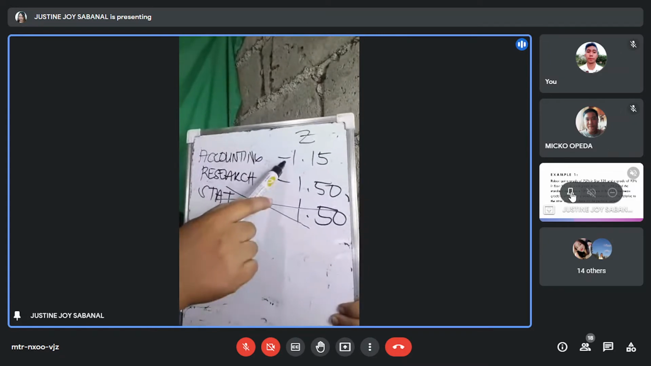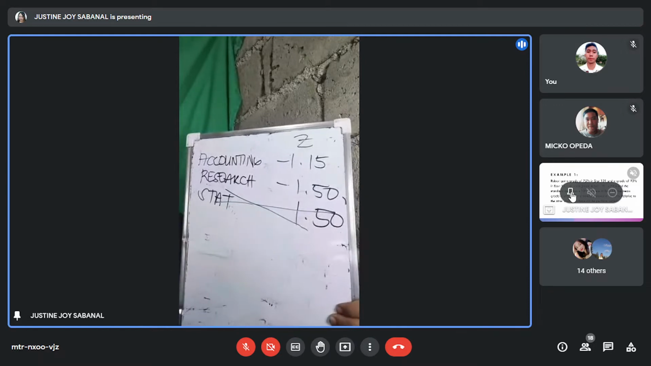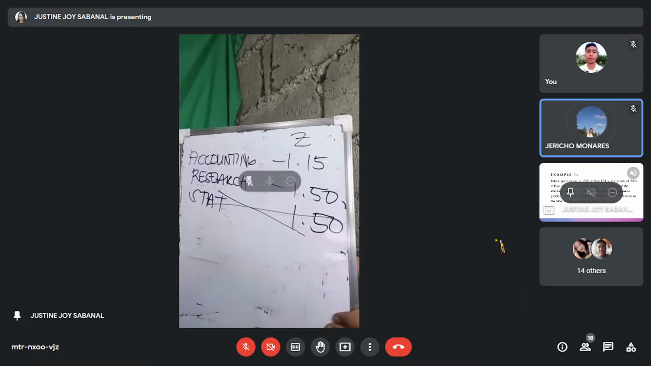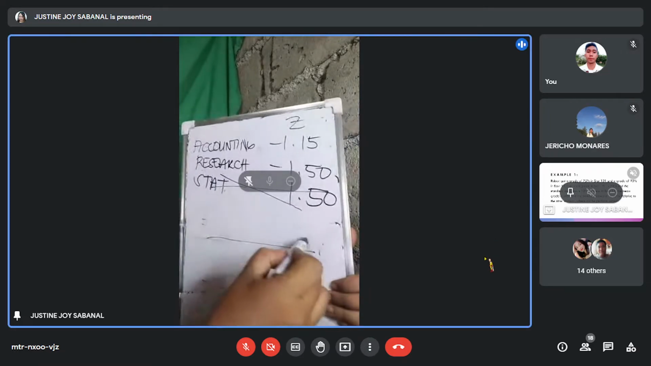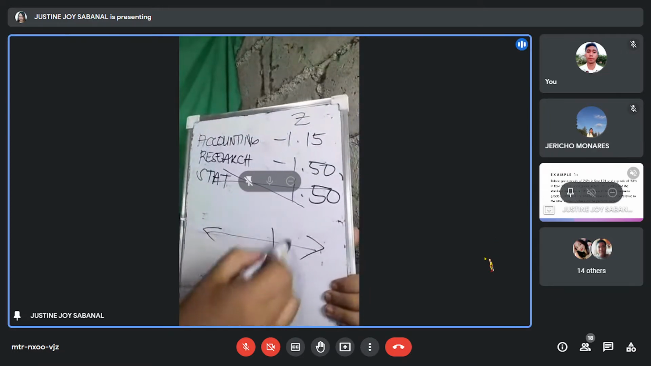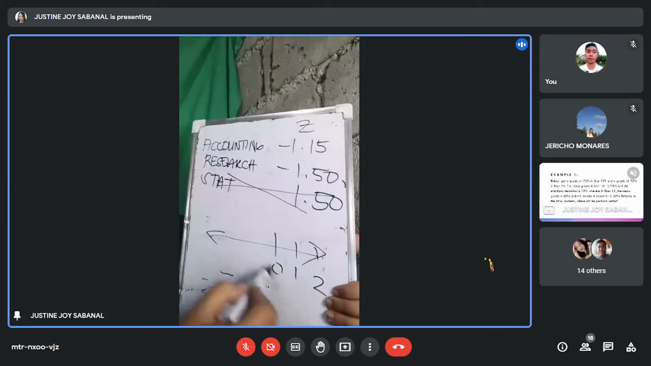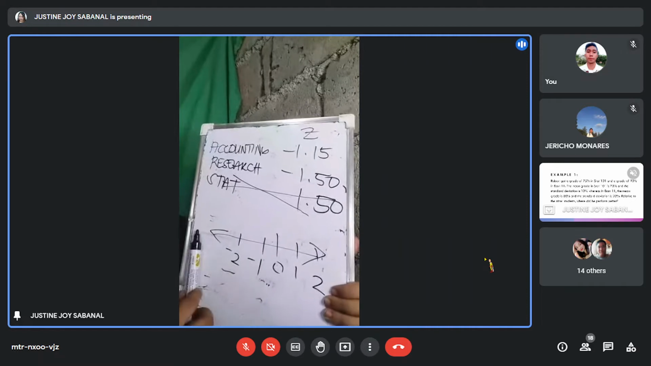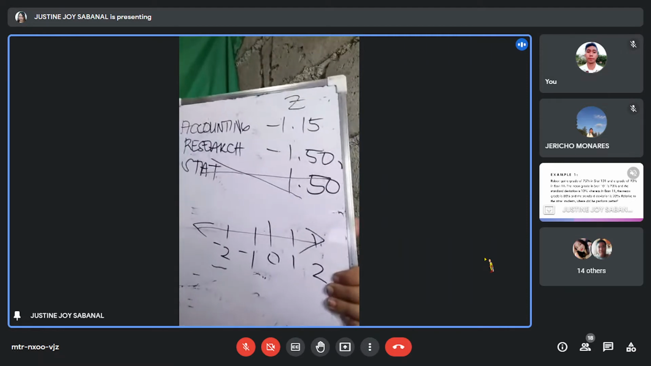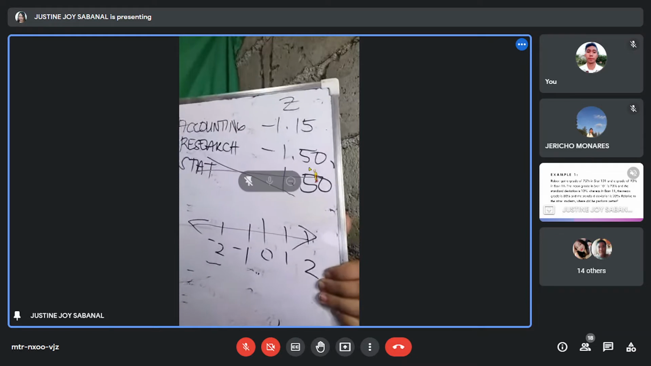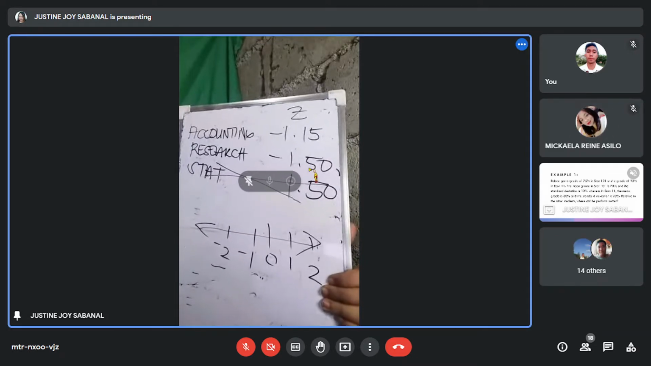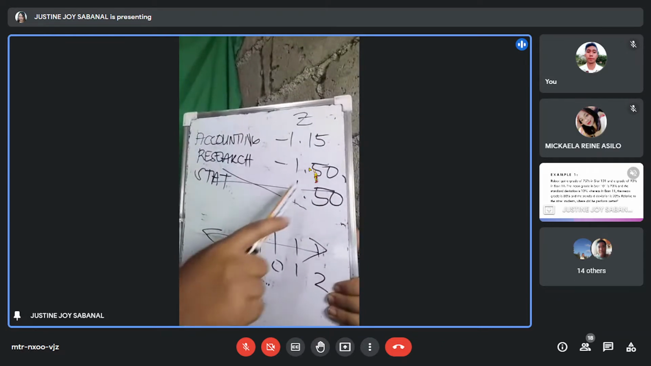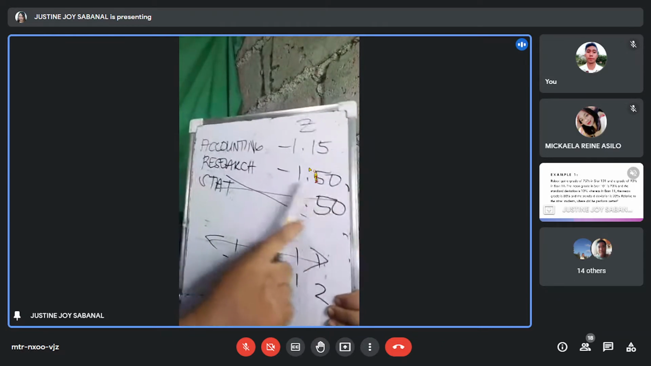So, dito, between negative 1.15 and negative 1.5, alin yung mas mababang value? Accounting. Accounting ba? So, lagay tayo ng number line. Ito'y 0. So, pagpakanan, 1 and 2. Pagpakaliwa, negative 1, negative 2. So, habang lumalayo ka sa 0, lumiliit yung value. Yung research, ma'am. Okay po. So, dun sa ilalagay sa research. Kasi dun sa nakakuha ng mas maliit na score.